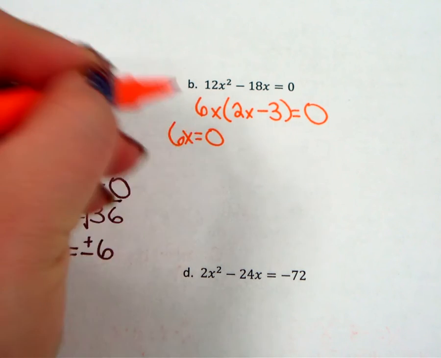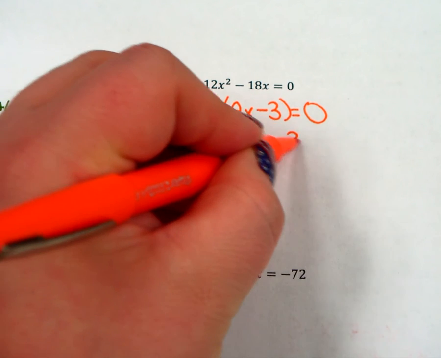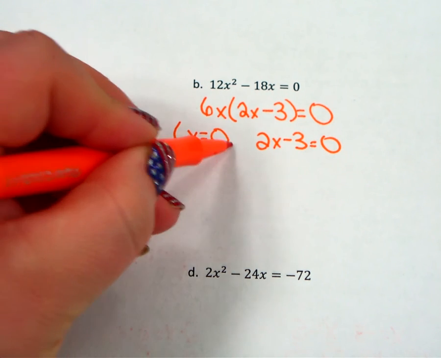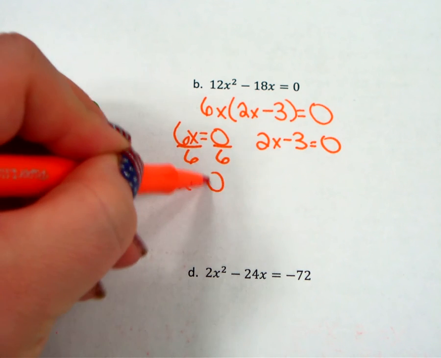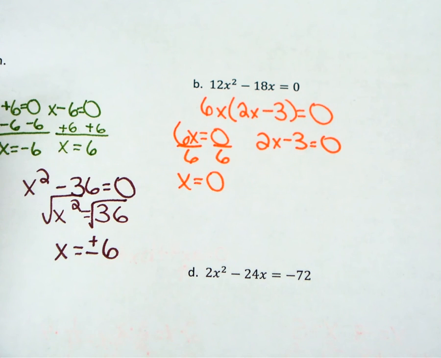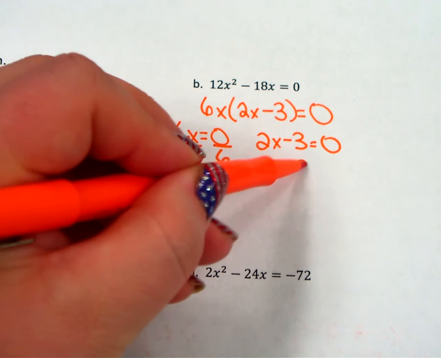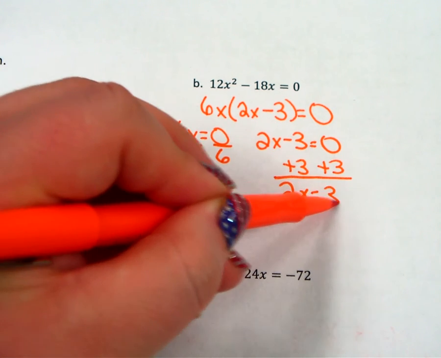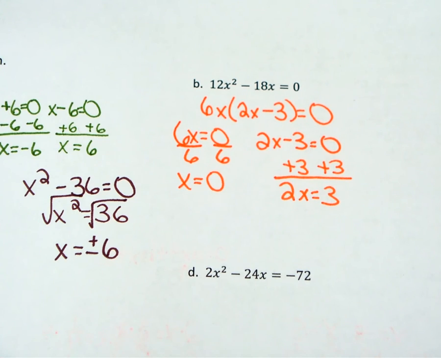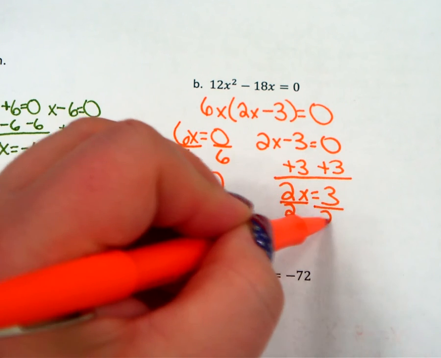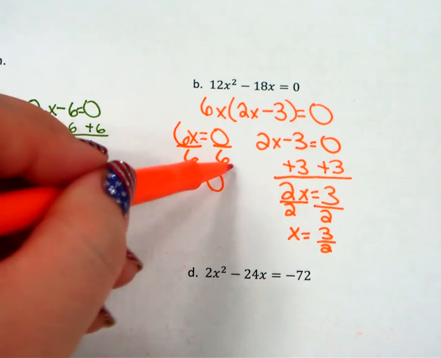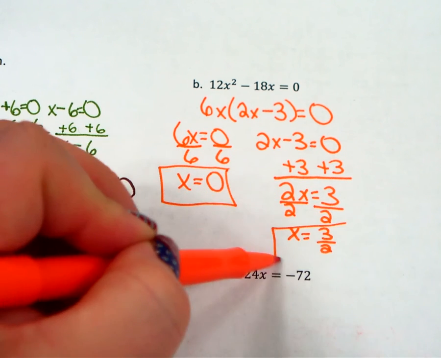So to solve, we're going to set each piece equal to 0. Divide by 6 on both sides, and x equals 0. Add 3 to both sides. So I have 2x equals 3. Divide by 2 on both sides, and x equals 3 halves. So my solutions are 0 and 3 halves.